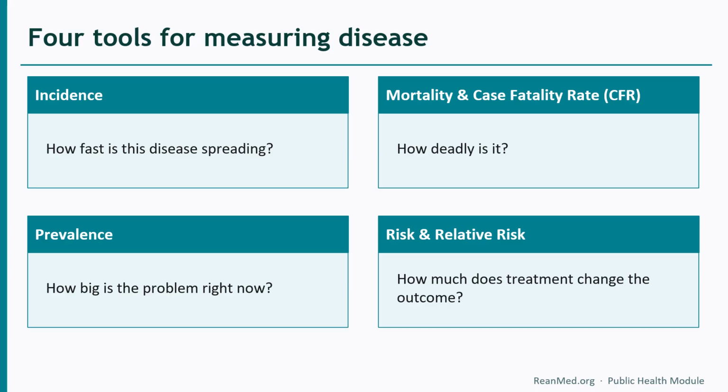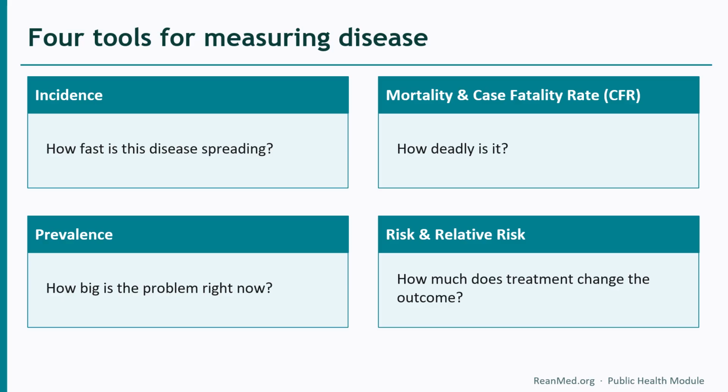The next tool we'll talk about has two parts. The first is mortality, and the next is case fatality rate. Mortality is how many people are dying from the disease. And then case fatality specifically says when someone gets the disease, what is the chance that they will die? And both of these together help us understand how deadly a disease is.